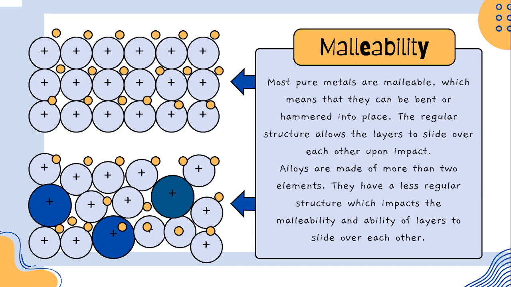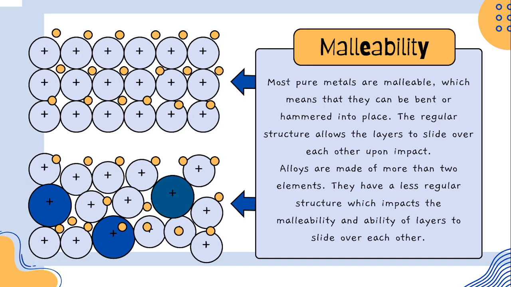Talking about malleability, most pure metals are malleable, which means they can be bent or hammered into shape. The regular structure allows the layers to slide over each other upon impact from instruments such as a hammer.